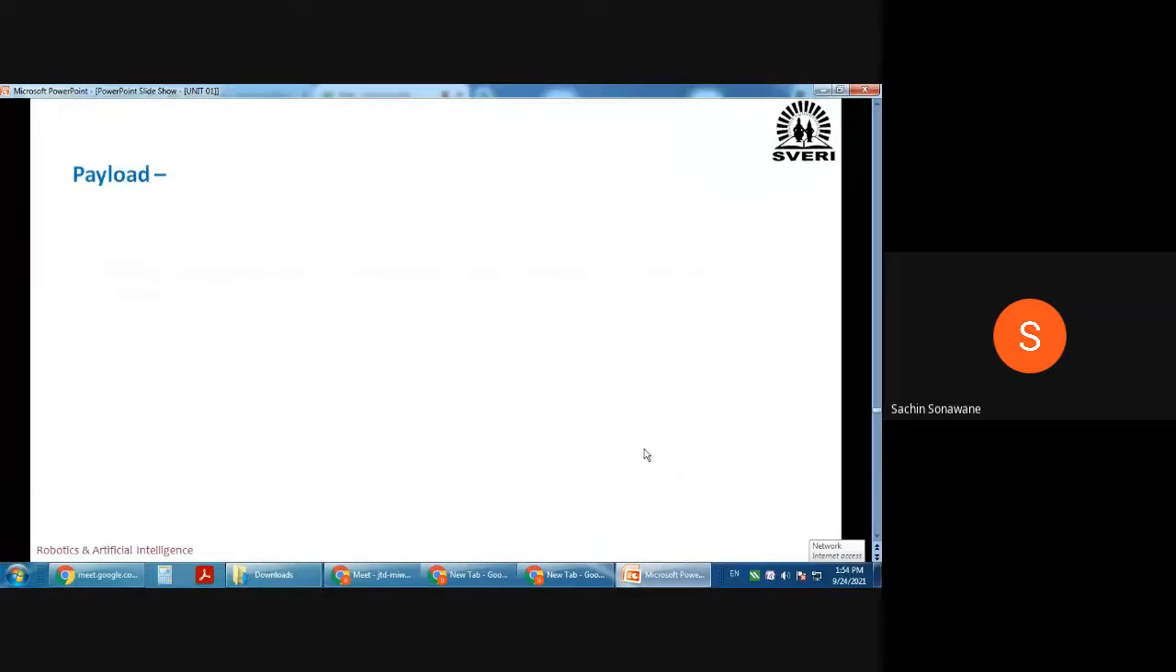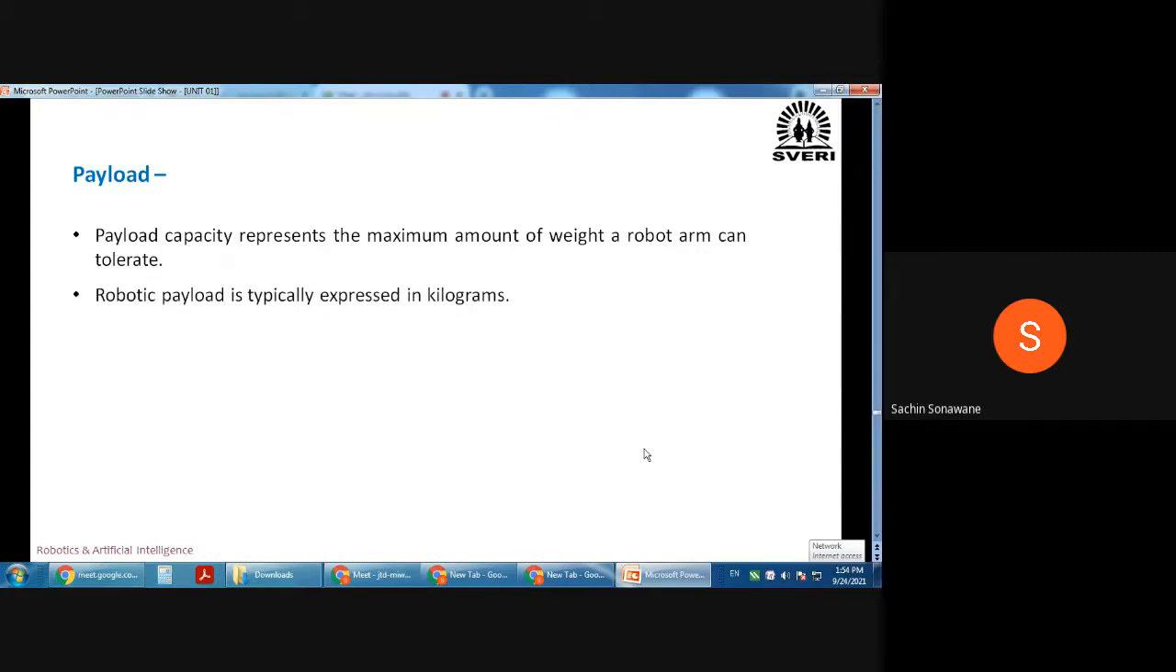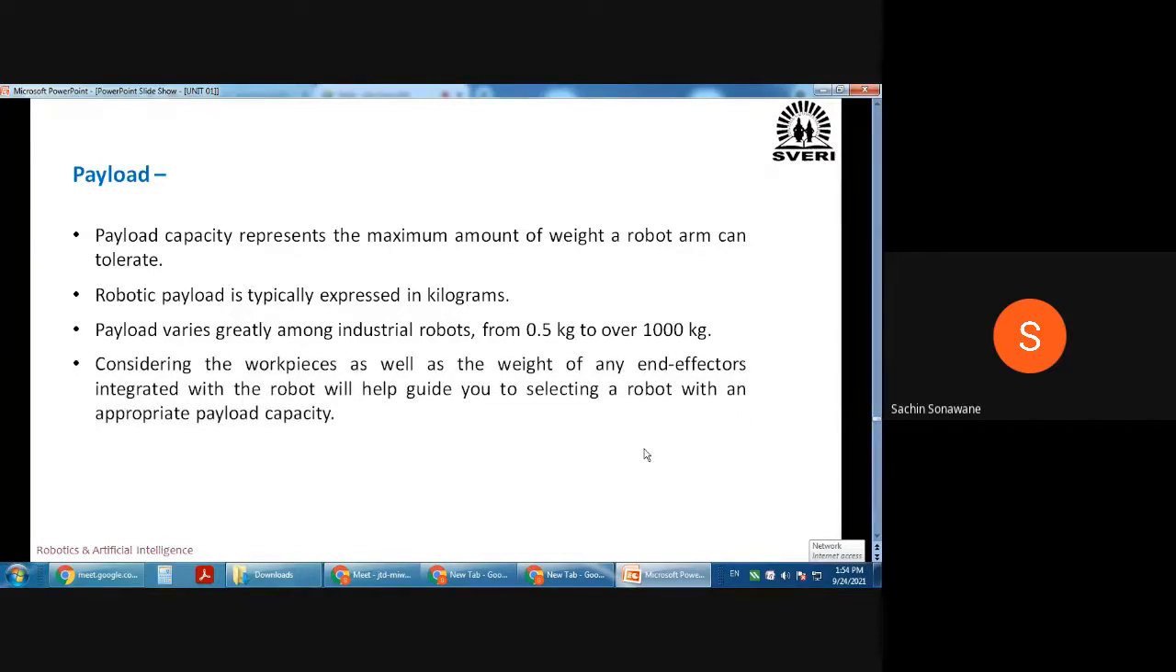Next is payload. Payload capacity represents the maximum amount of weight a robot arm can tolerate. Robotic payload is typically expressed in kilograms. Payload varies greatly among industrial robots, from 0.5 kg to over 1000 kg. Considering the workpieces as well as the weight of any end effectors integrated with the robot will help guide you to selecting a robot with an appropriate payload capacity.